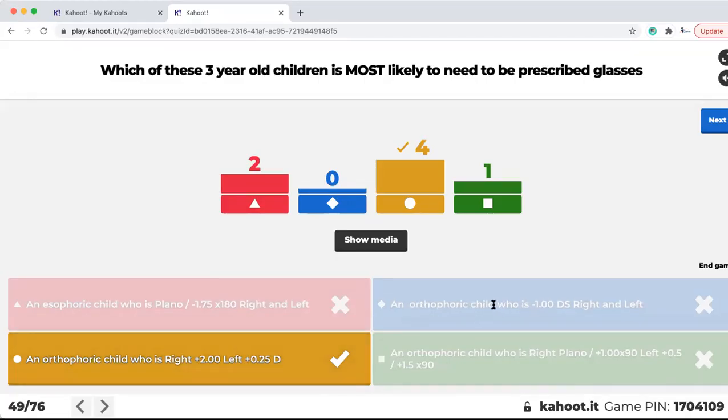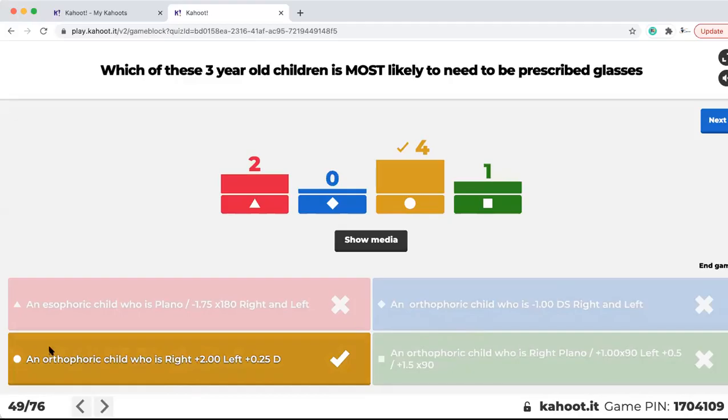Option B, an orthophoric child who is 3 years old and has one diopter of sphere in both eyes. There is no problem at all. This child doesn't need glasses. He has minimal myopia, and this myopia will not cause any amblyopia at this age, as myopia should be 2.5 or more, as long as he is isoametropic.